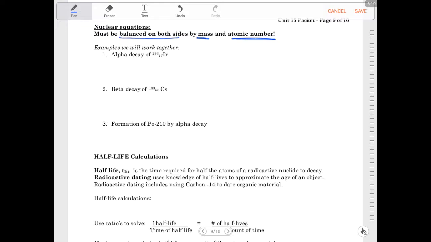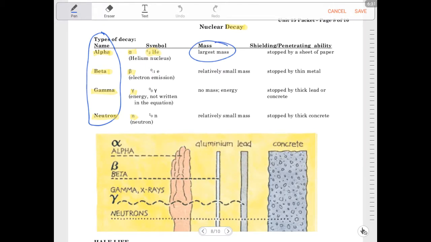Alpha decay. So first thing, decay means that we're going to lose it. So it's going to be on the right-hand side, the product side of our reaction that we're going to write, you're going to have an alpha particle. Which, if we flip back to the previous page, an alpha particle is just a helium nucleus. So that's what we're going to show it as.